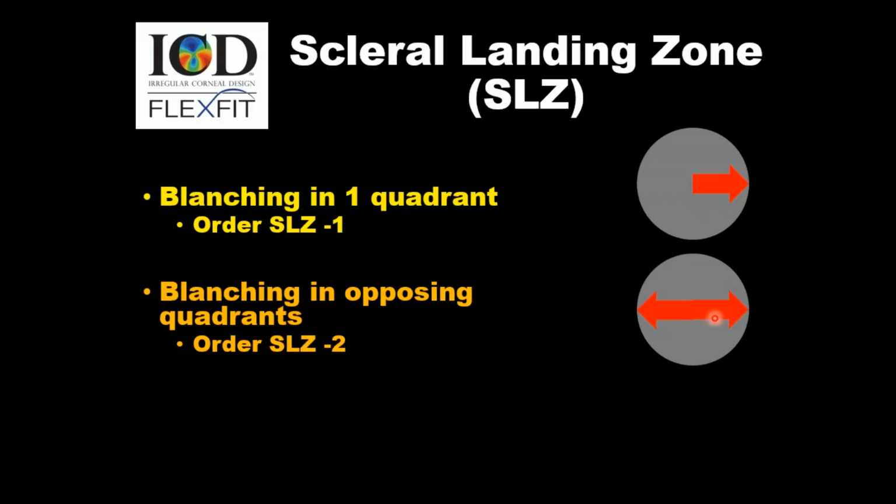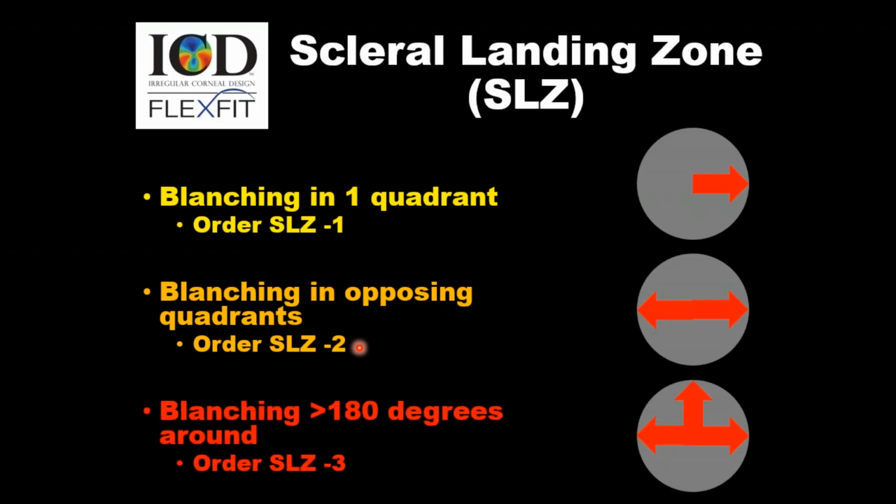Now, what if we have opposing points of blanching, opposing points where the lens is tight? Well, we're going to then order scleral landing zone minus two. Two steps to create a bigger jump and make sure that edge isn't inappropriately landing, that it's not diving into the surface of the tissue. Now, if you have greater than 180 degrees of blanching, then you're going to order a scleral landing zone minus three. Now, if you only need minus one, that's one step times 25, 25 microns lost from the center, that's a pretty small amount. When you order scleral landing zone minus three, three times 25, that's 75 microns. Now we're taking away a fair amount of apical clearance.